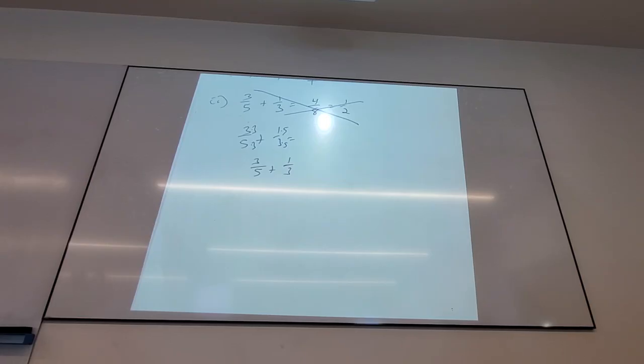So, relatively prime. Why are 8 and 15 relatively prime? Is either one prime?